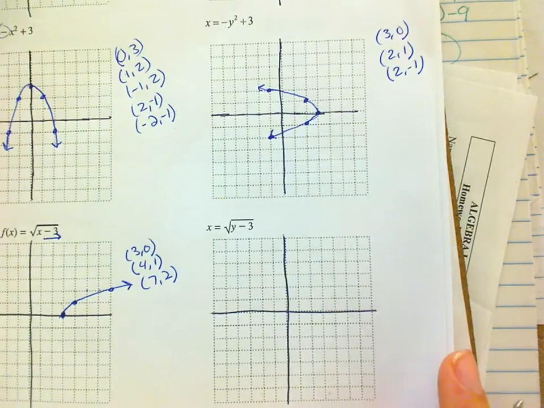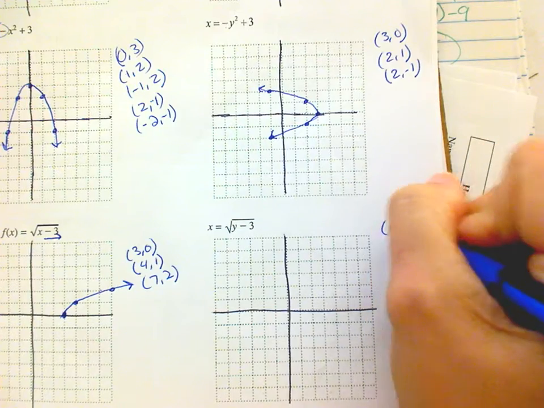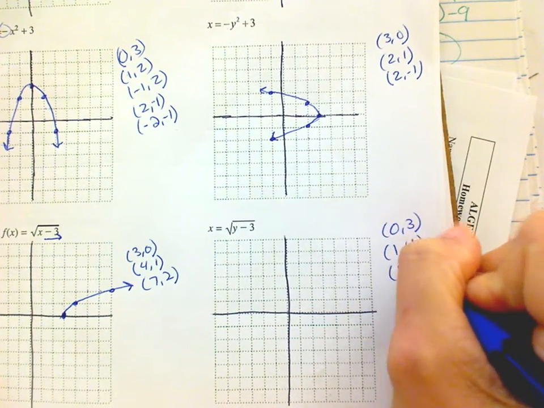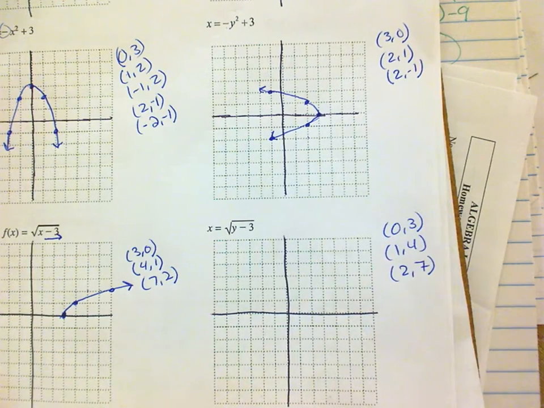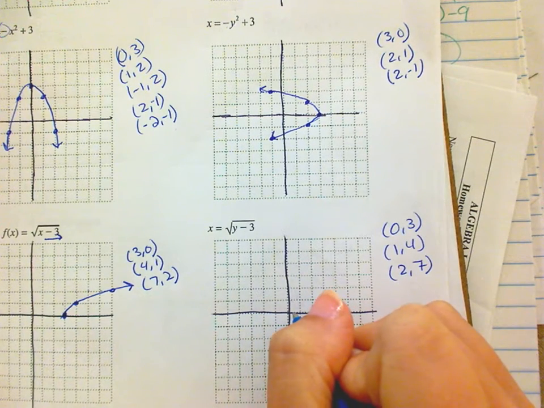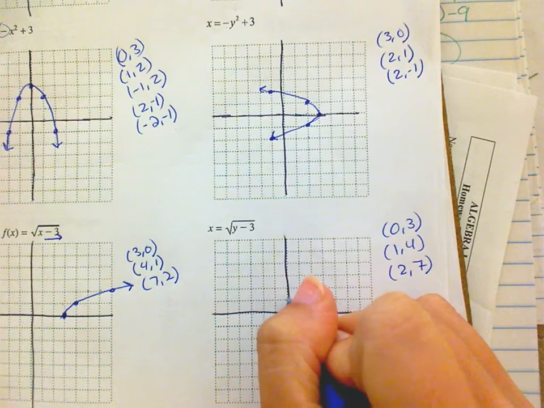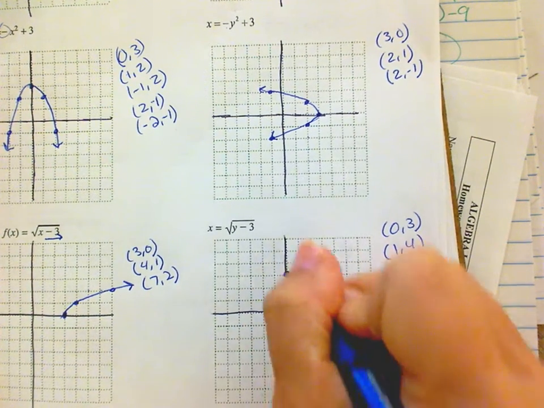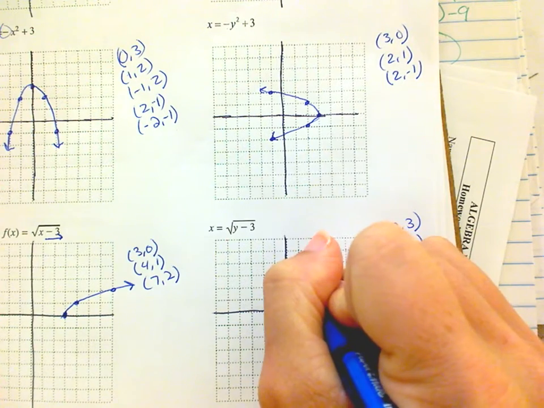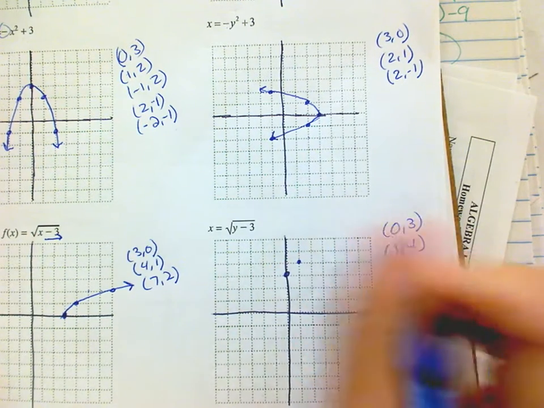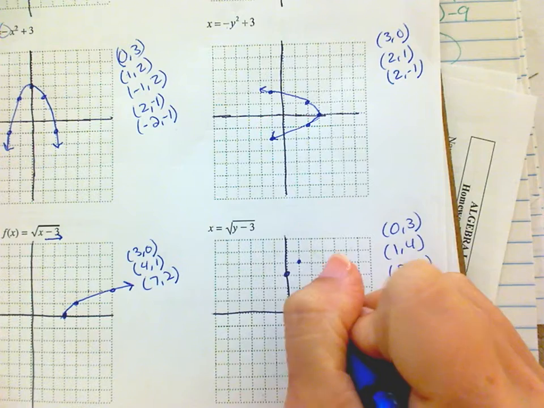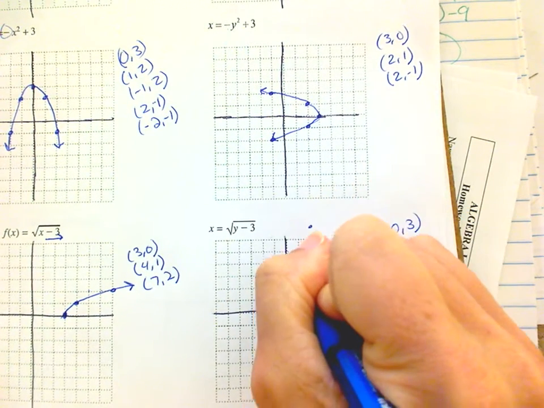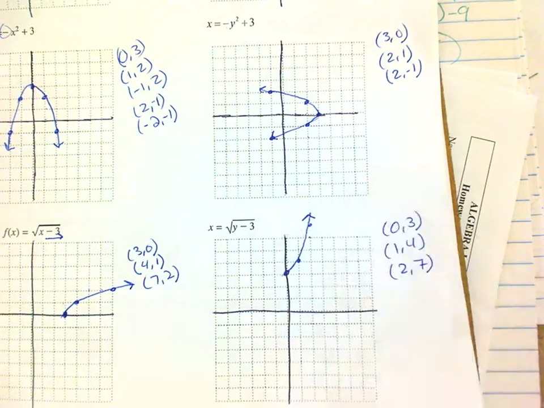So now we just need to flip-a-roo those. 0, 3, 1, 4, and 2, 7. 1, 2, 3. 1, 4, over 1, 4, over 2, up 1, 2, 3, 4, 5, 6, and I'm off the graph a little bit, but that's okay. There we go.